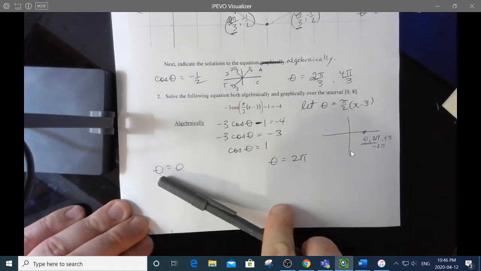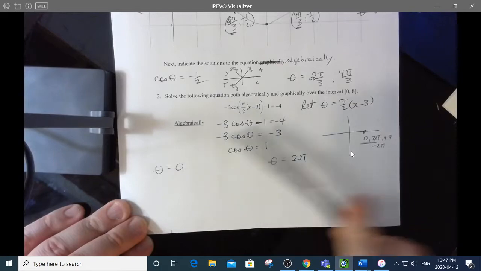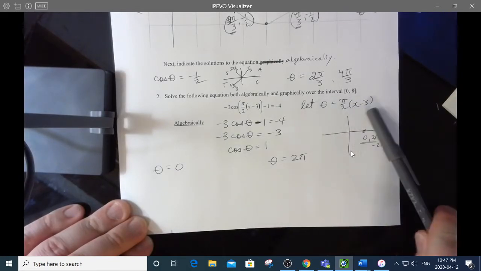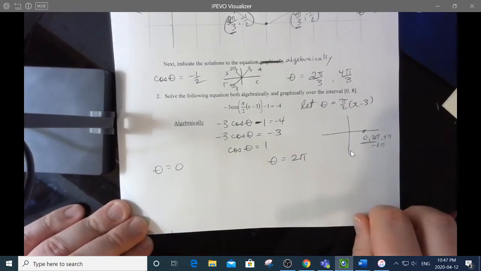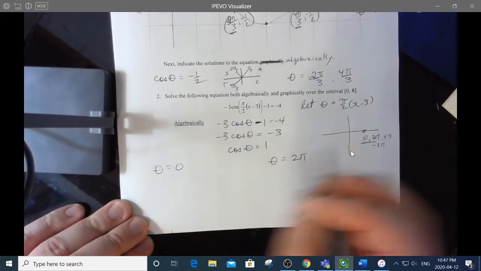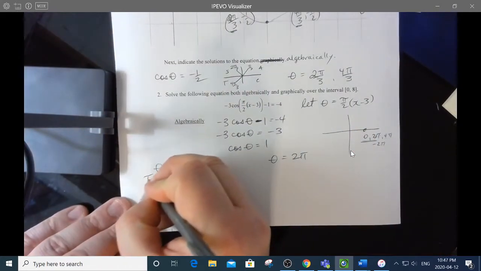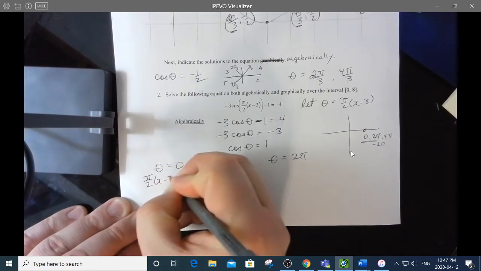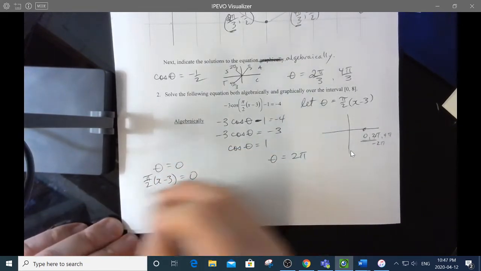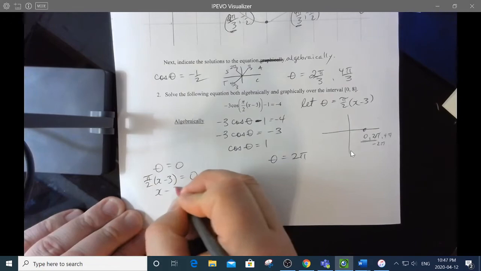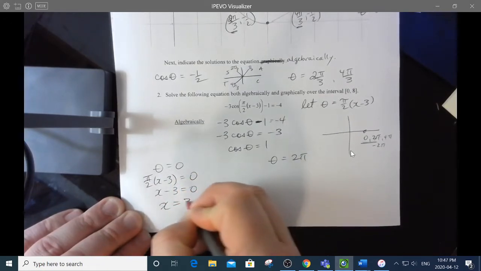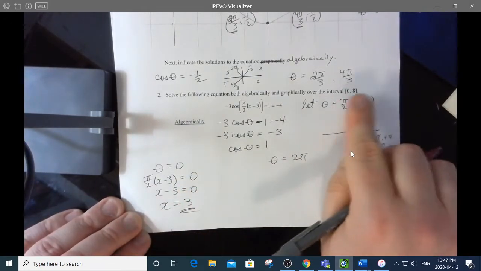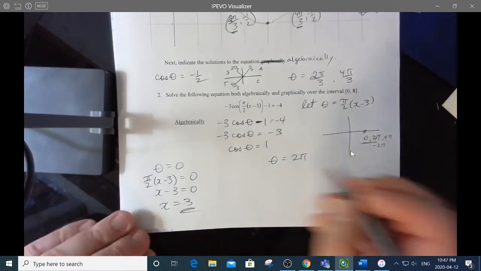So remember, I wasn't solving for theta, I was solving for x. I substituted in theta for this expression in terms of x. So I'm going to replace my theta again with what it was, which was pi by 2 times x minus 3. So that equals 0. Divide both sides of the equation by pi by 2, and x minus 3 is 0, so x is 3 is one solution, and that's between 0 and 8, so that's a good solution.